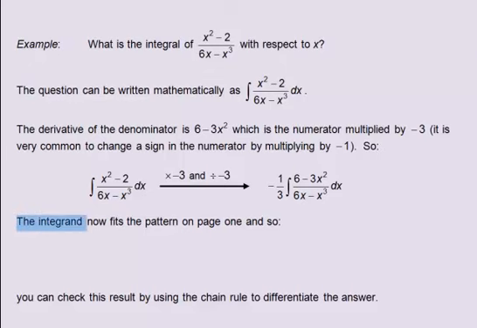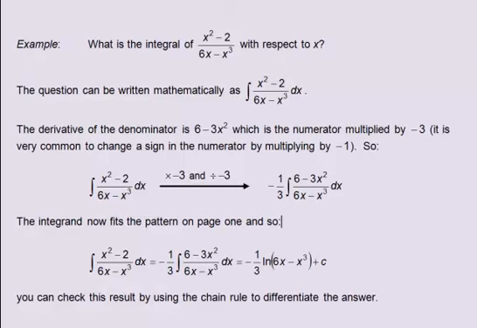The integrand now fits the pattern on page 1, and so the integral of x squared minus 2 divided by 6x minus x cubed dx equals minus a third multiplied by the integral of 6 minus 3x squared divided by 6x minus x cubed dx, which equals minus a third multiplied by the natural logarithm of 6x minus x cubed plus c. You can check this result by using the chain rule to differentiate the answer.